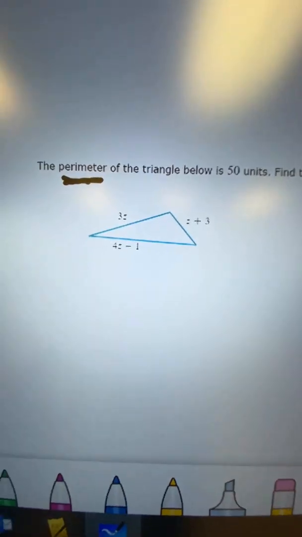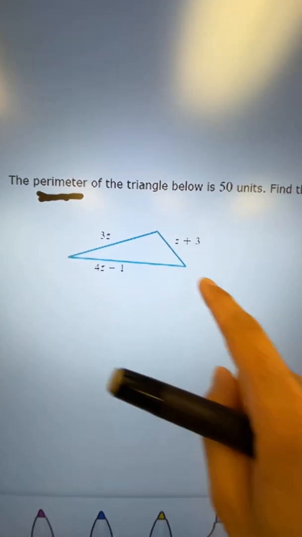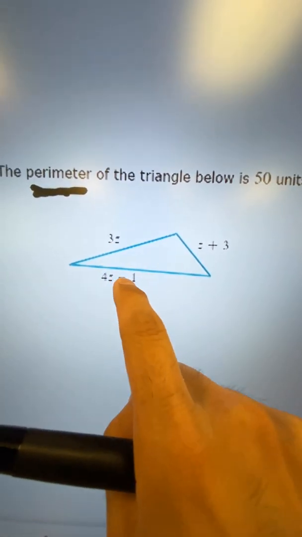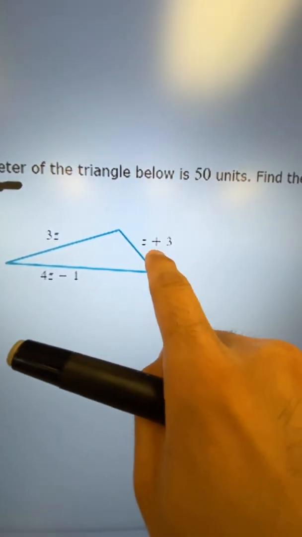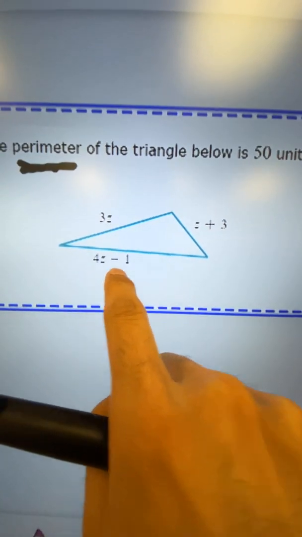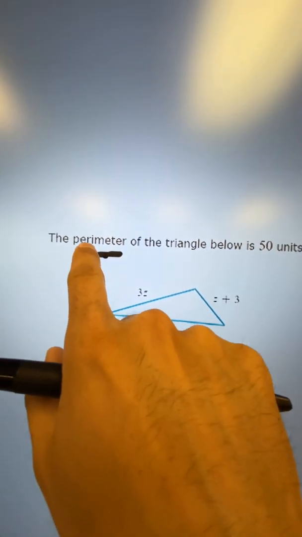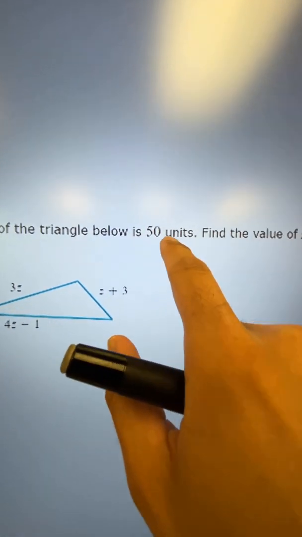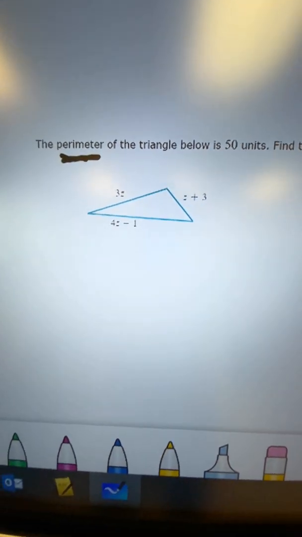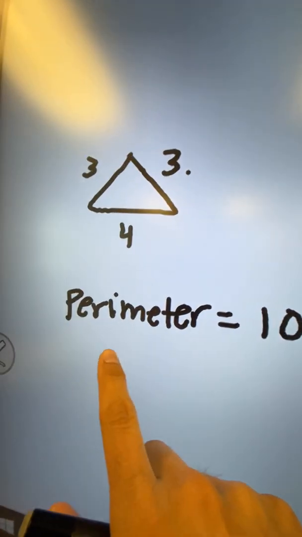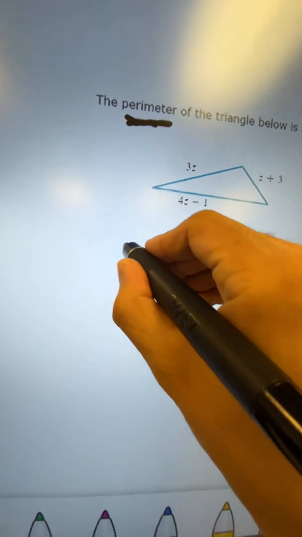Now, what makes this one a little bit different is that we have variables. This side is represented by 3z, this one is z plus 3, and this one is 4z minus 1. They also gave us information that the perimeter of the triangle is 50 units. So, going back to what I mentioned over here, to get the perimeter, you have to add all sides. I'm just going to write this down.